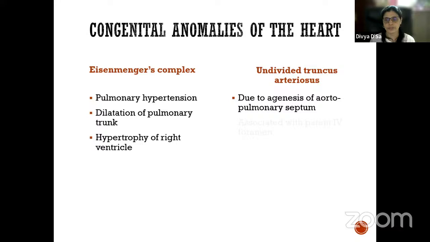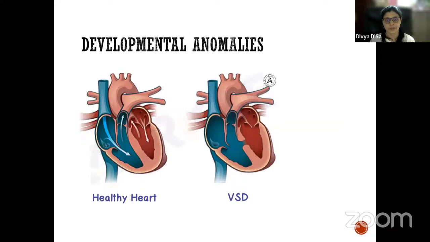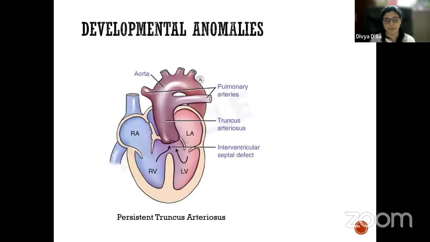Okay, so because of that, the truncus arteriosus is not divided. So it is usually associated with a patent interventricular foramen. Okay. So VSD is ventricular septal defect. That is because of the non-formation of the membranous part.